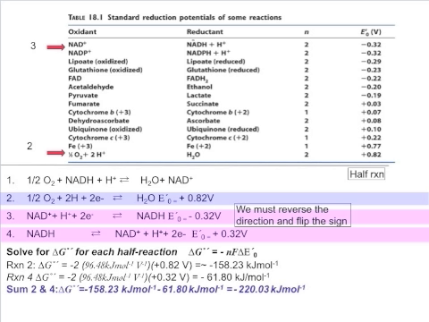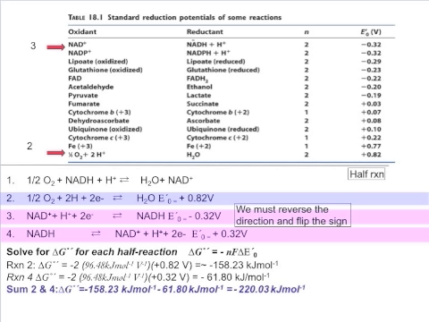negative 0.32 volts. But the thing is, in the reaction above, in the full reaction, we don't have NAD plus on the left. We have it on the right as a product, not as a reactant. And so we're going to flip the half reaction, reaction number 3, to yield the half reaction number 4, NADH yielding NAD plus a proton plus 2 electrons. And so since we flipped it, we're going to flip the sign as well. And the electron transfer potential is positive 0.32 volts.